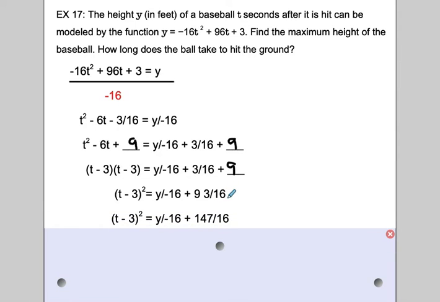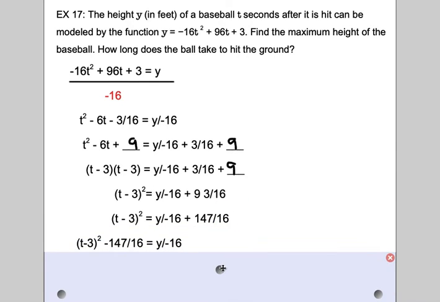Then I make it improper, and we've talked about this last class period. Take 16 times 9 and add 3 to it. We get 147 over 16. Move my whole number. In this case, my whole number is actually a rational number, 147 over 16, to the other side.